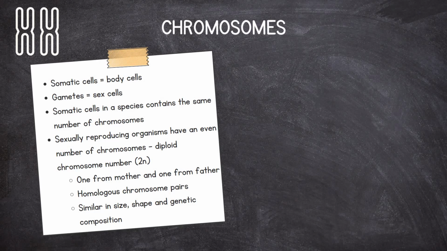They all have the same number of chromosomes except for your gametes or your sex cells. Okay, so sexually reproducing organisms have an even number of chromosomes. We call this the diploid chromosome number, or 2n. Okay, and this is because you have one set from your mother and one set from your father that form homologous chromosome pairs, which are similar in size, shape and genetic composition.